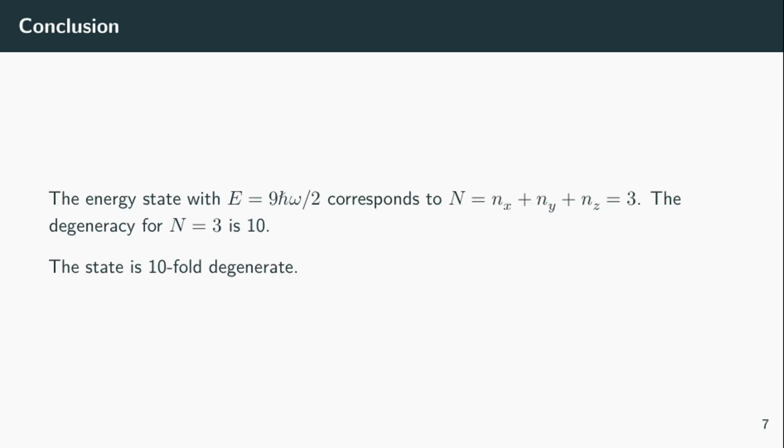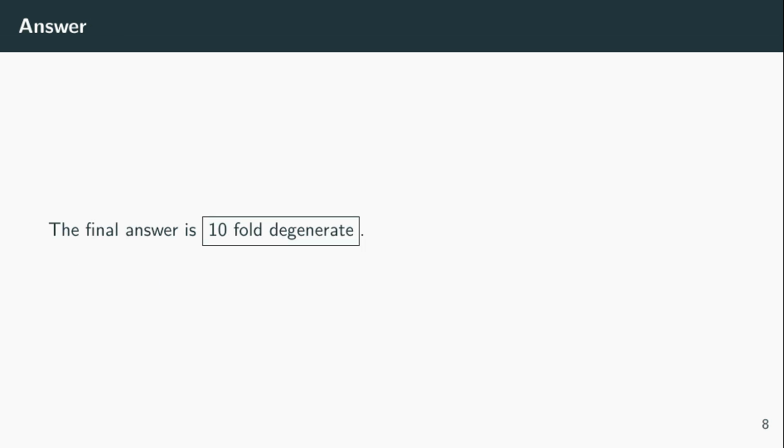So, in conclusion, the energy state with E equal to 9 h bar omega over 2 corresponds to a sum of quantum numbers n equal to 3, and we calculated that the degeneracy for n equals 3 is 10. The state is therefore 10-fold degenerate. The final answer is 10-fold degenerate.